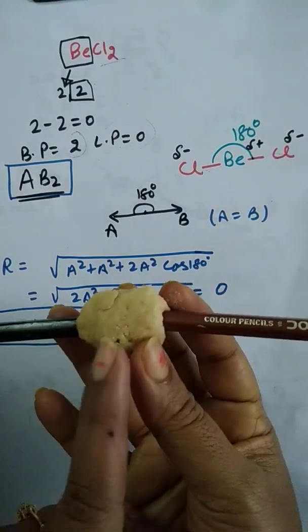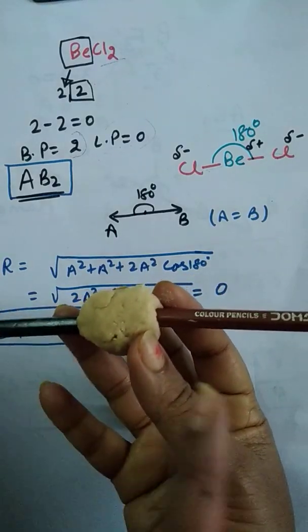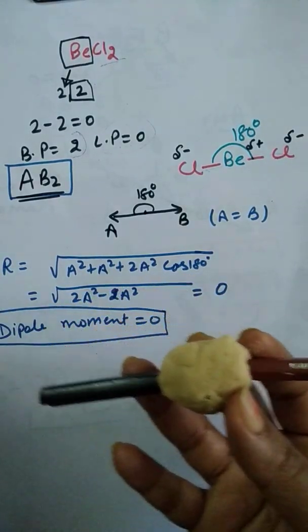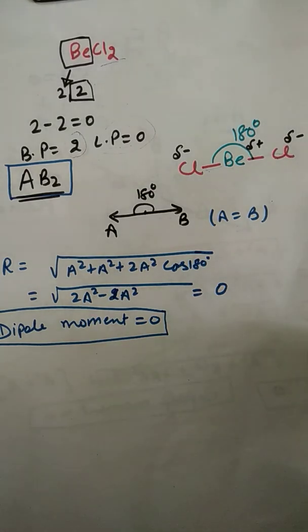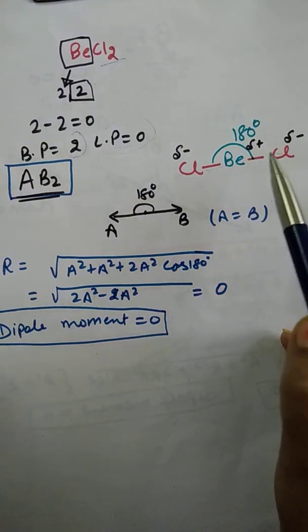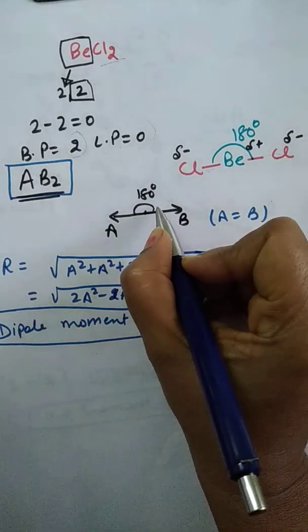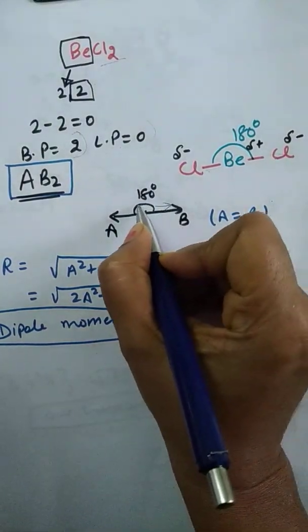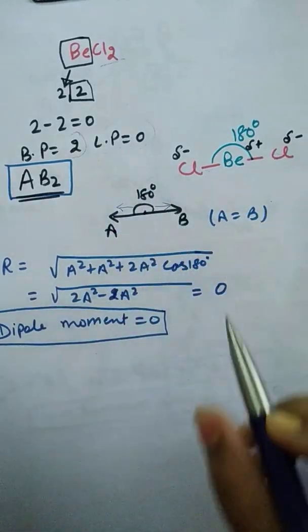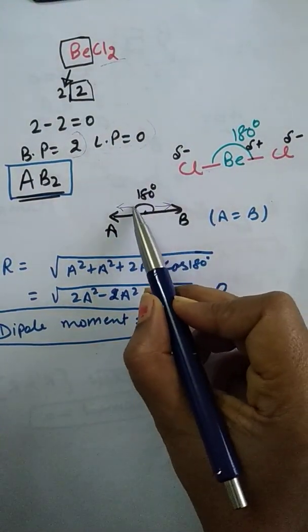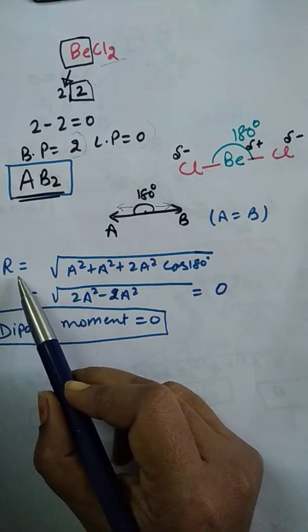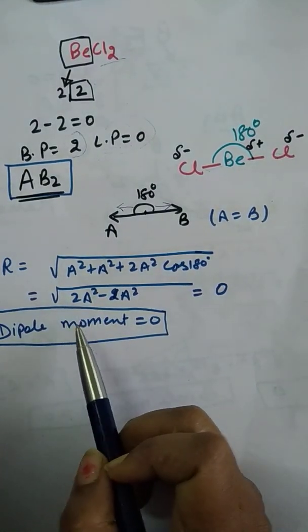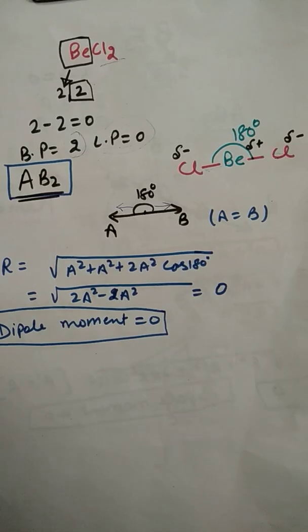As you can see here, if this is beryllium, this is one chlorine, this is another chlorine. Even though there is charge distribution because chlorine is more electronegative than beryllium, dipole moment is a vector quantity. This vector and this vector are equal but at an angle of 180 degrees. So if I put the formula for the resultant of 2 vectors, I will get the dipole moment to be 0.